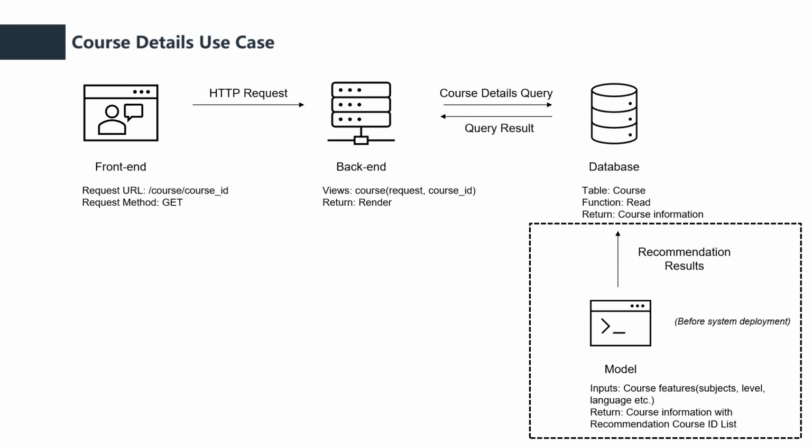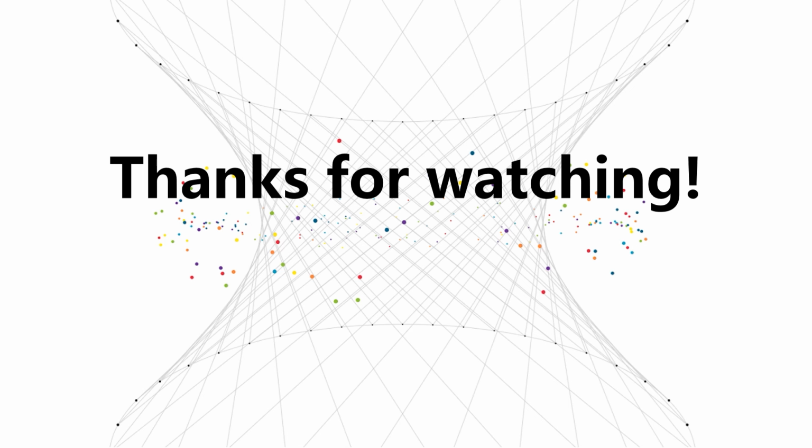The recommendation result is an array containing the recommended course IDs, which is stored in the database along with the course information and other fields for access by back-end functions. That's our system design.